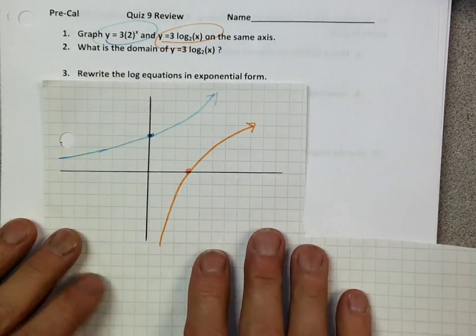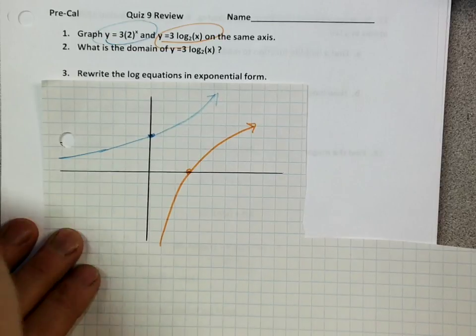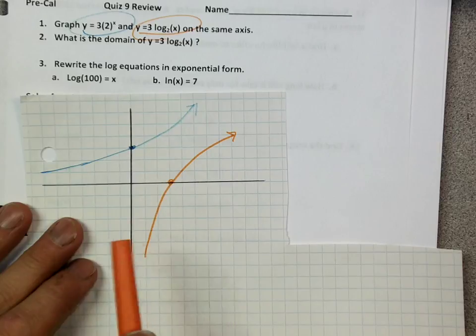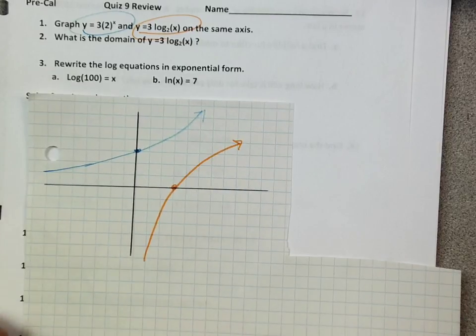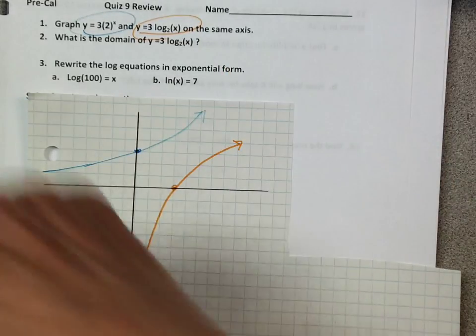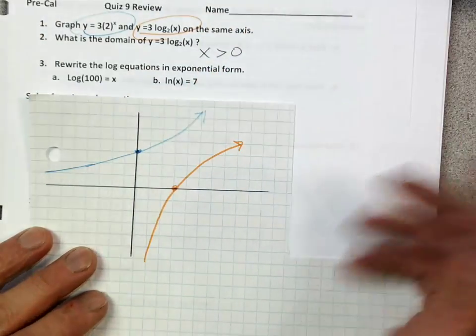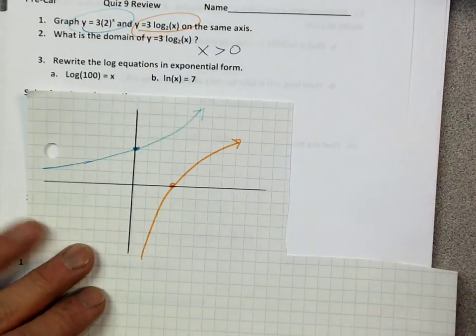Okay, now, what is the domain? Well, the domain of the log graph, it never touches the x-axis, so it never becomes 0. But the domain is simply going to be x is greater than 0. Okay, that should be easy. Everybody should be able to get those right.